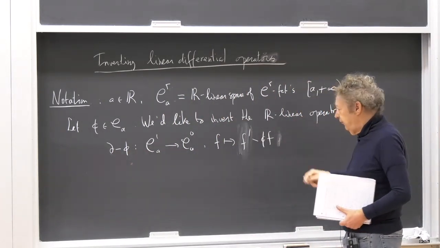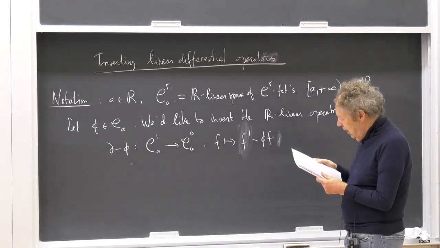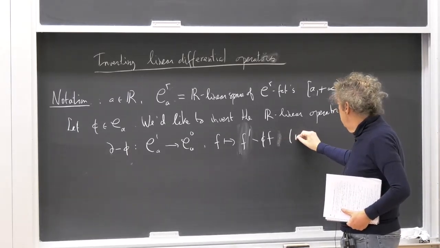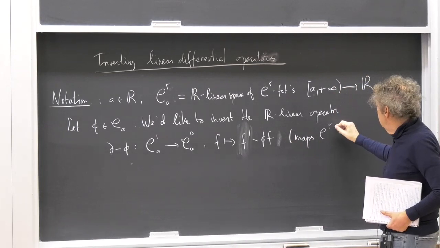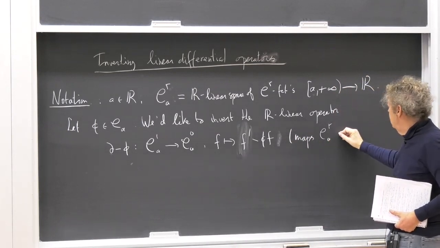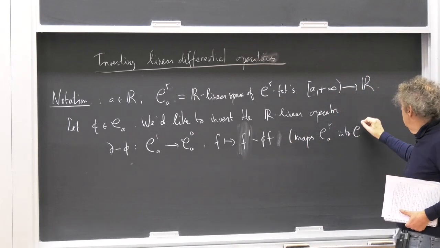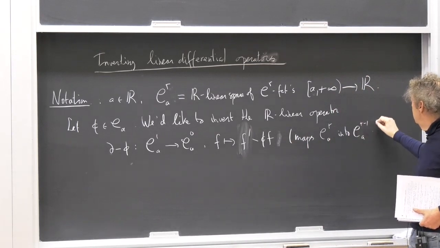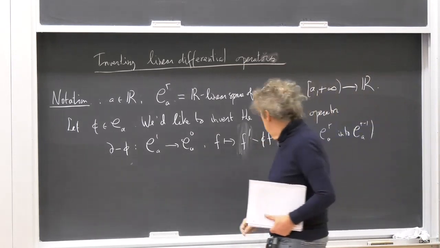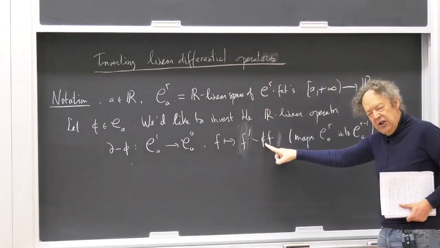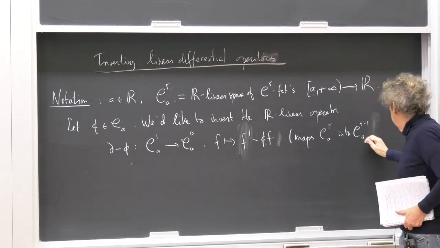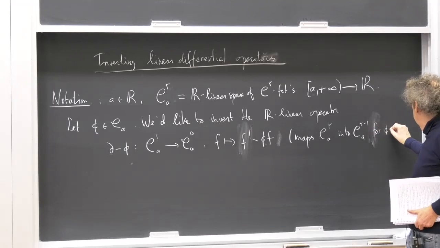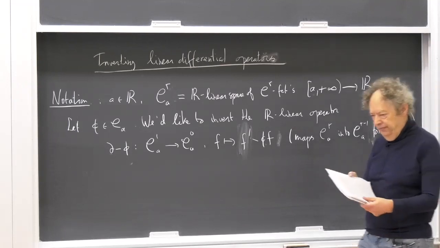Right. Also, let me make it so that for r greater than or equal to 1, it maps C^r(A) into C^(r-1)(A), since we take a derivative here, provided phi is at least r minus 1 times continuously differentiable.